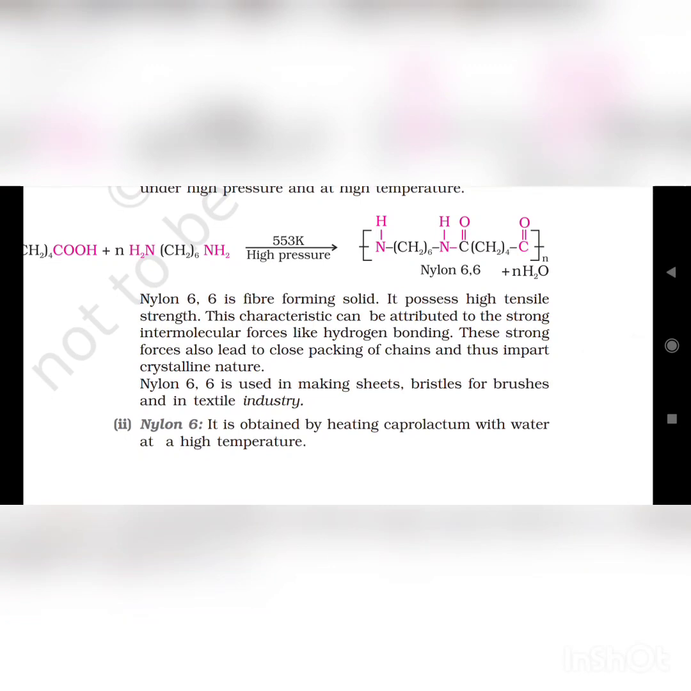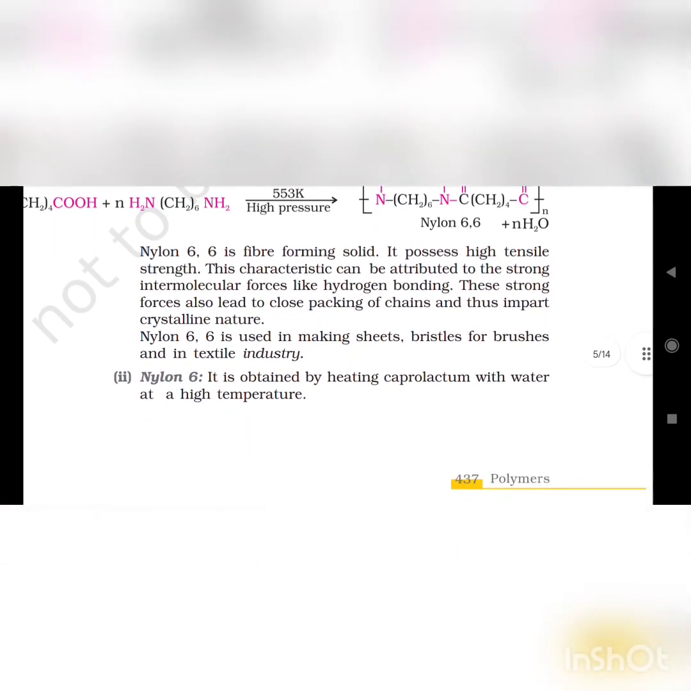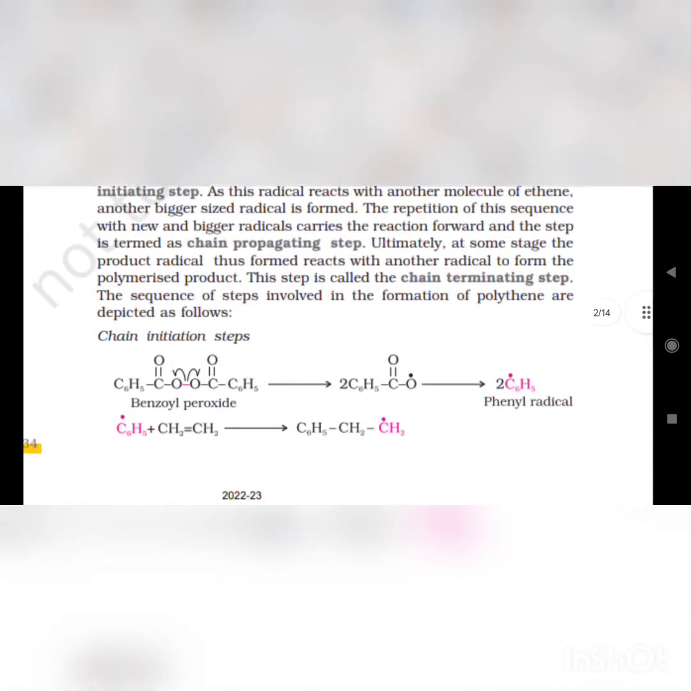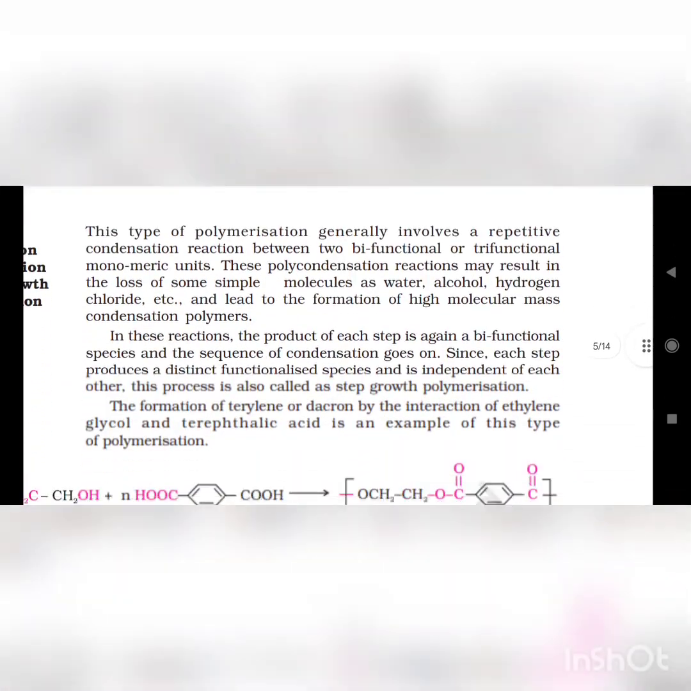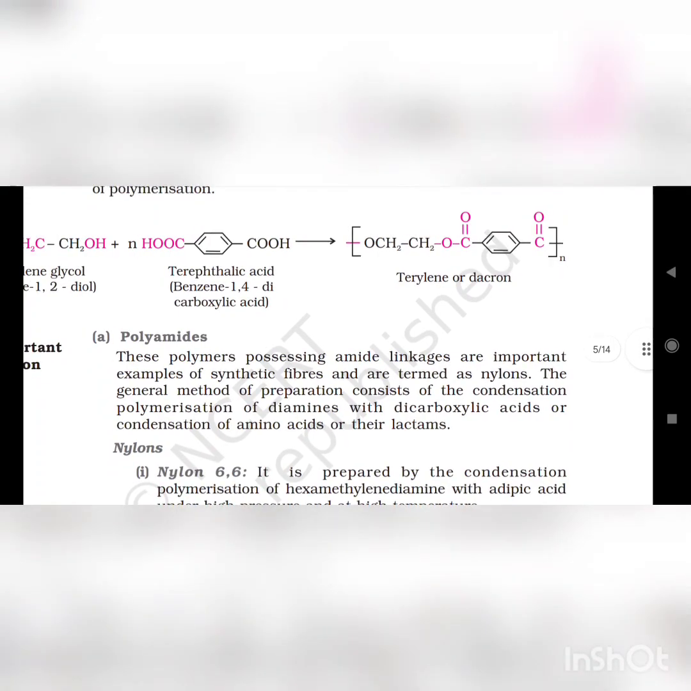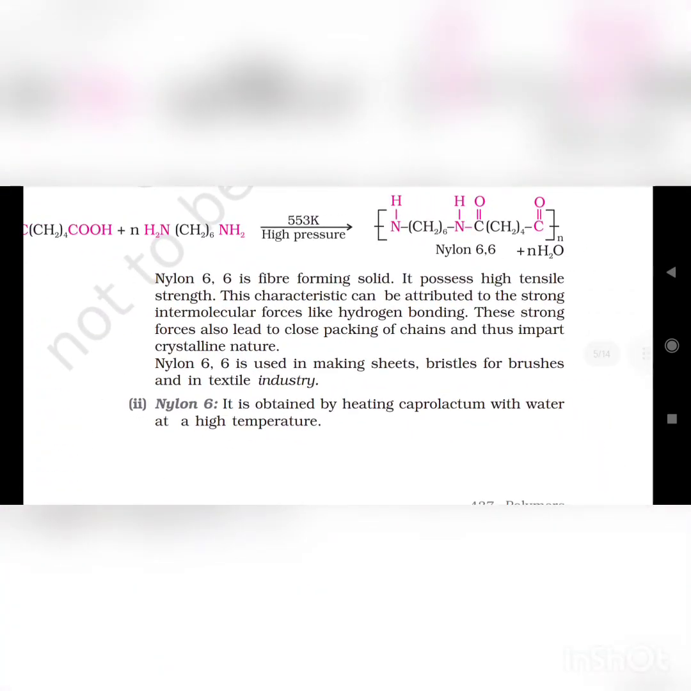It possesses high tensile strength. This characteristic can be attributed to the strong intermolecular forces like hydrogen bonding. These strong forces also lead to close packing of chains and thus impart crystalline nature. Nylon 6,6 is used for making bristles for brushes and in the textile industry.